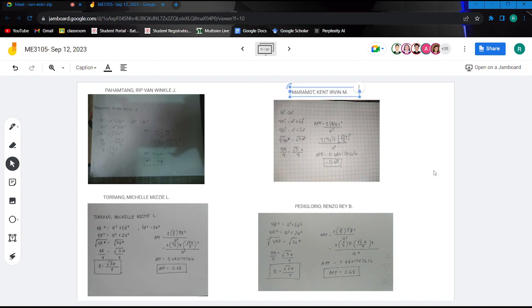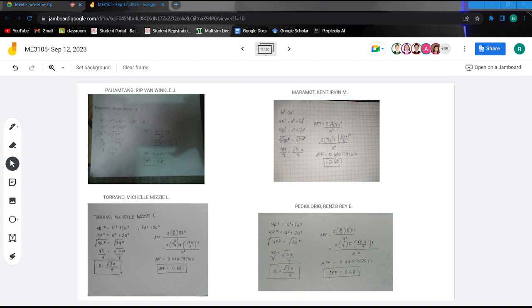Okay? So, we yield here the APF. Ano po yung ating R? That is equal to square root of 3a over 4. Yung a po, hindi po yung kasama doon sa square root. It is only 3. So, square root of 3 times a over 4. So, yun po yung value ng R. And then APF, you come up with 0.68.